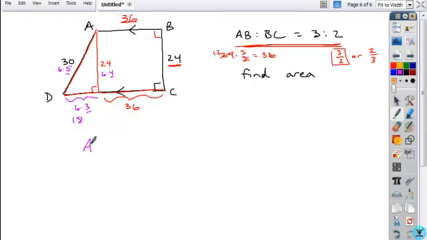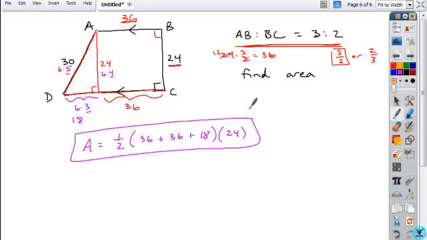So since it's a trapezoid, I'll go ahead and use that formula. 1/2 the sum of the bases. So 36 plus, and again, we can just combine these, 36 plus 18. So there's the sum of all my bases, all times the height of my trapezoid. Well, which is the height, 30 or 24? 24 is the height. And so if you calculate this, you'll get your overall area for that figure.